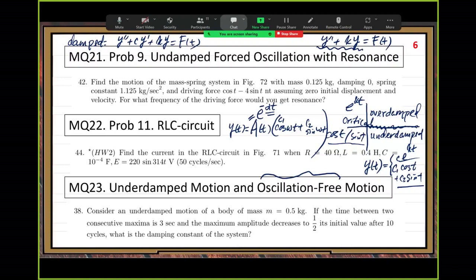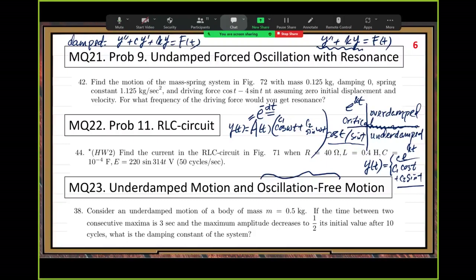From one maximum to another maximum, it's 1 cycle. One period, 1 cycle, 3 seconds. 10 cycles, 3 times 10, 30 seconds. So at t equals 30, you get 1/2, because the amplitude decreases to 1/2 of what it was when t equals 0.